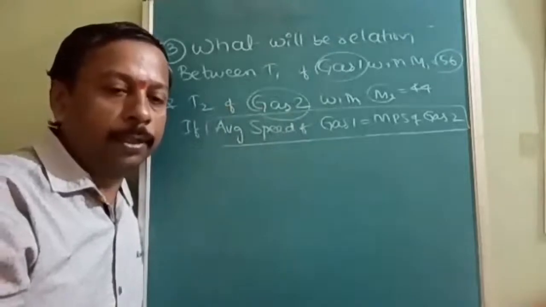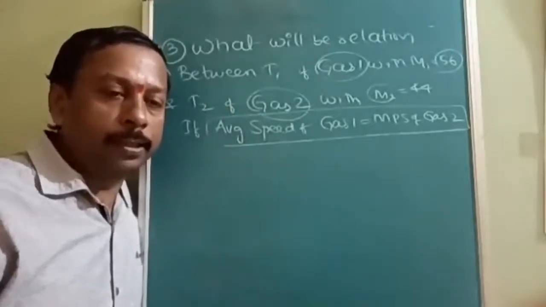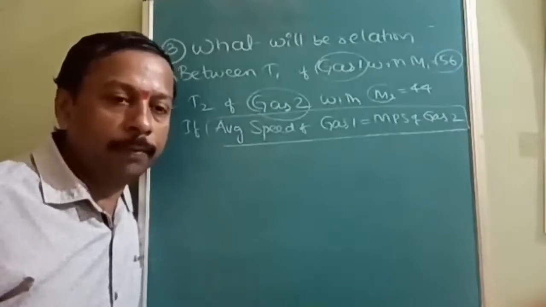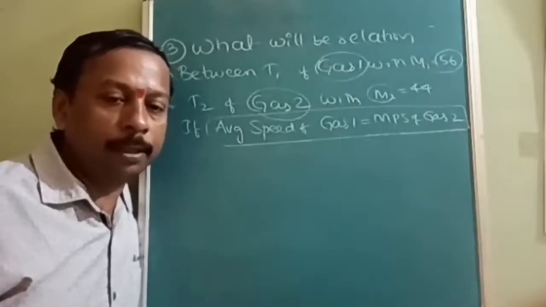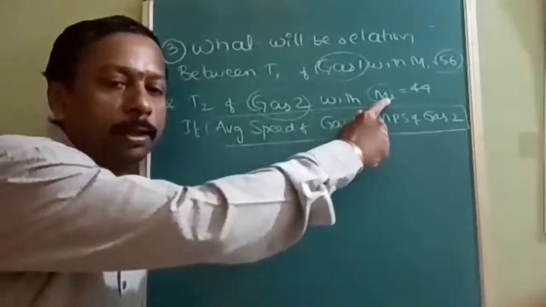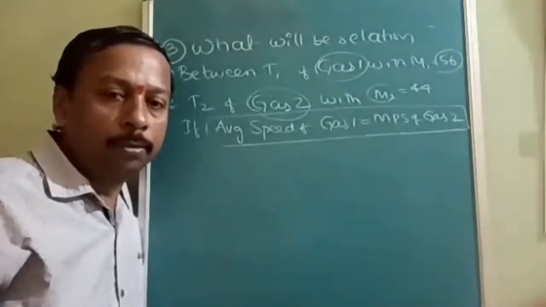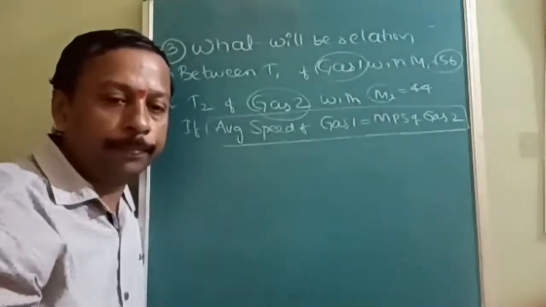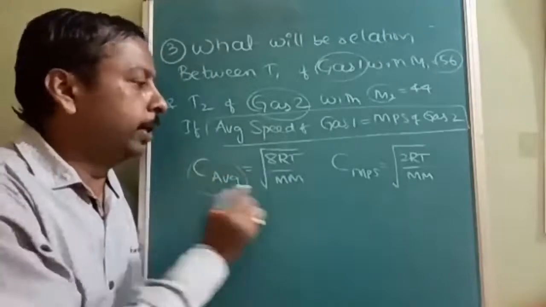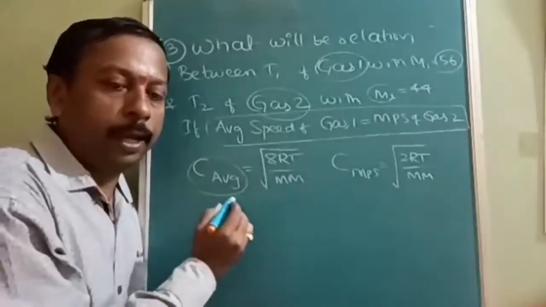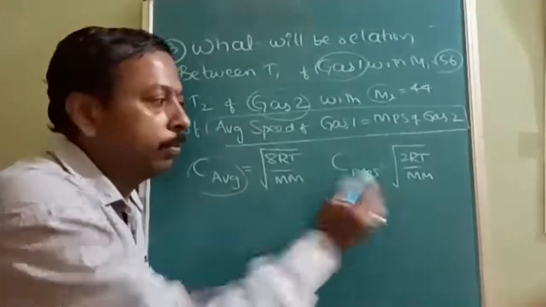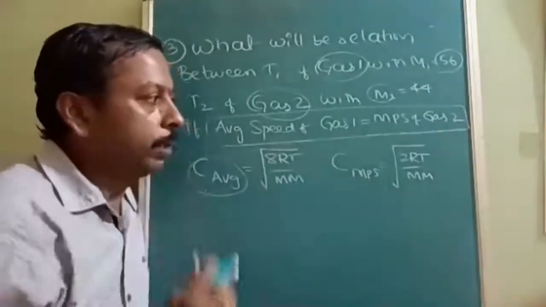There are three types of speeds in states of matter: RMS velocity, most probable velocity, and average speed. You should remember the formula relating molecular mass and temperature and equate them. For your simplicity, I am giving it, though you should remember it. Average speed is the square root of 8RT upon M, and most probable speed is the square root of 2RT upon M.